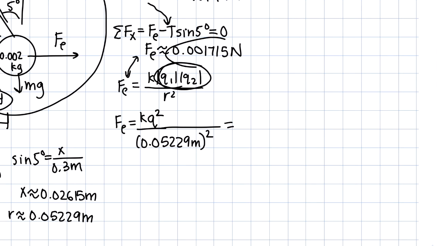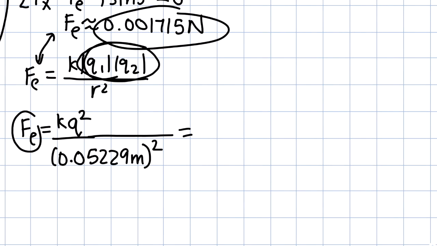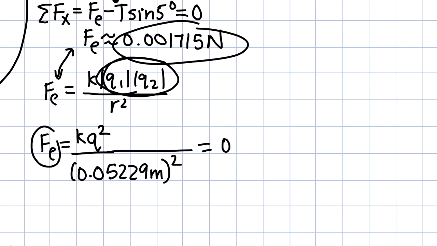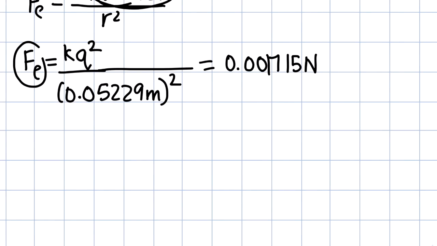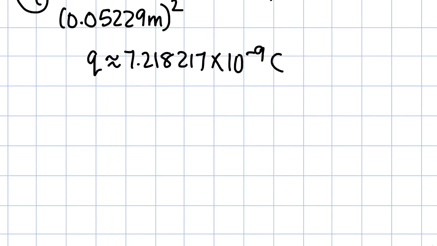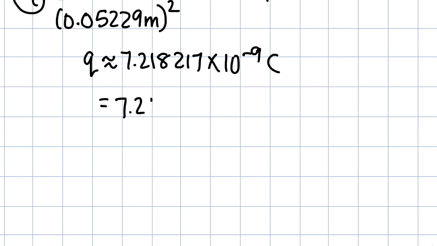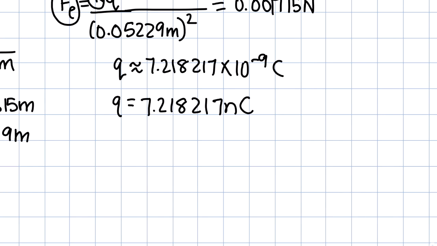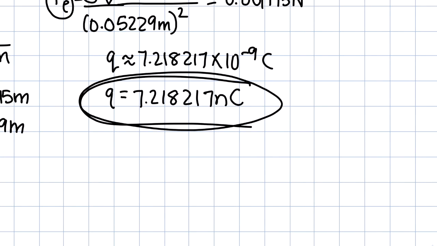And remember the FE we got from here? Well, we can set this FE equal to that FE. So it is equal to 0.001715 newtons. And because K is a constant, we can now solve for Q. And when we solve for Q, we're going to get Q is approximately 7.218217 times 10 to the negative 9 coulombs, which is equal to 7.218217 nanocoulombs. So each particle has a charge of this many coulombs.